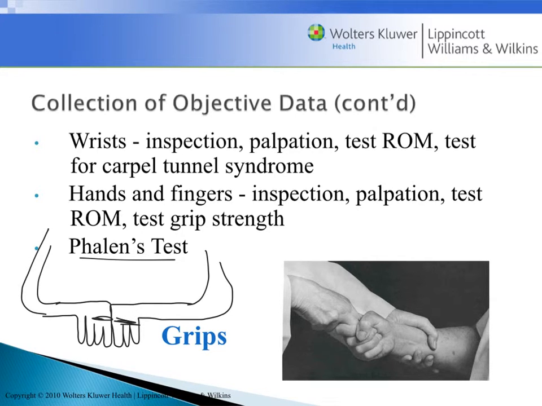And you get to do this in lab, so hopefully my picture kind of gives you a general idea, but you actually get to do it in lab. So that's the Phalen's test. So we're going to put those dorsal side of the hands together. You're going to hold it for 60 seconds, and we are looking for pain, numbness, and tingling.